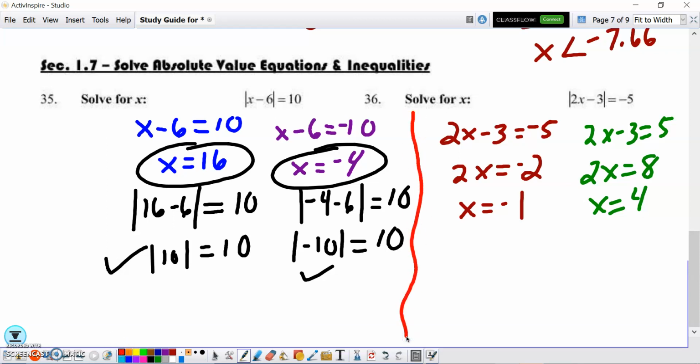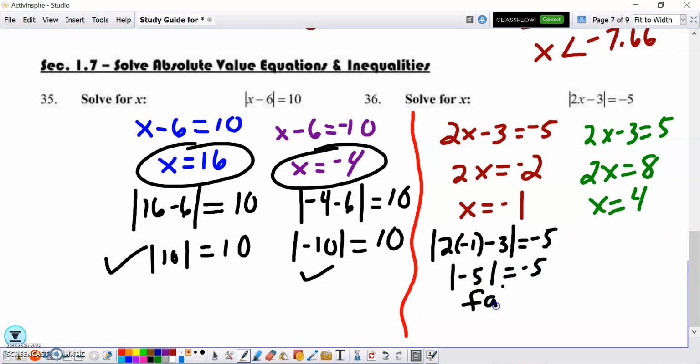All right, here we go. So I'm going to go the absolute value of 2 times negative 1 minus 3 equals negative 5. Okay, well, I end up with the absolute value of negative 5 equals negative 5. That is false. The absolute value of negative 5 is supposed to equal 5, so that is not true. So this will not work. All right, let's check out the other one.